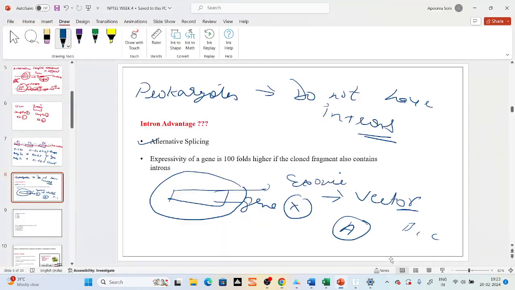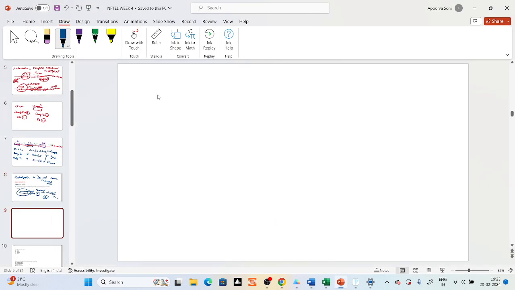Okay, so I'll tell you. These intronic sequences, as I told you, not only help in alternative splicing, but these sequences have certain conserved domains or certain sequences, or even not conserved also, that help in the expressivity. How does it help in the expressivity? Because they increase the expression of that gene.